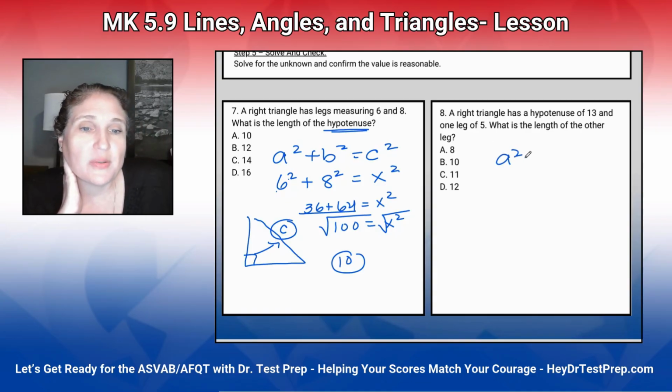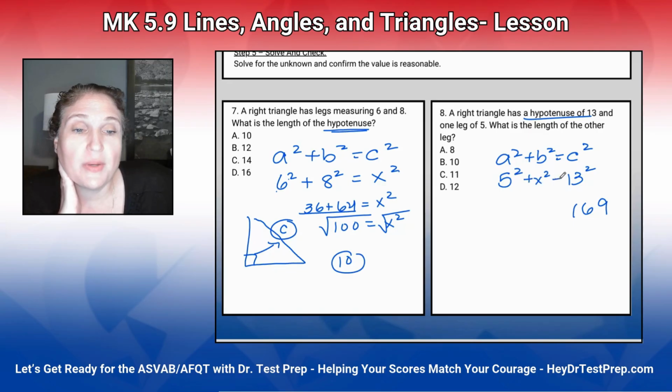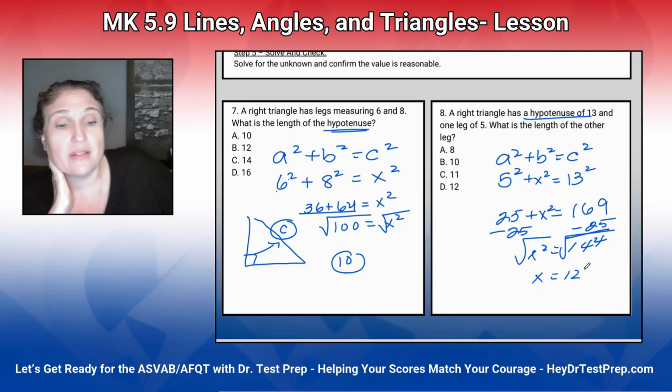Here we've got our a squared plus b squared equals c squared. It says the hypotenuse is 13. So because you've been doing the math games, you know that it's 169. One leg is 5 squared, and we don't know the other leg. 5 times 5 is 25. Subtract 25 from both sides. We get 144. And take the square root of both sides, and we get 12.